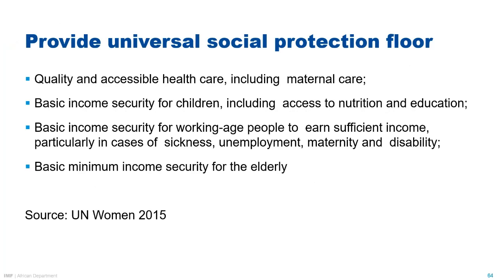Now we're talking about a universal social protection floor, which is the main goal. Providing universal social protection floors means having quality and accessible health care, including maternal care, basic income security for children, including access to nutrition and education, especially pre-primary education, basic income security for working-age people to earn sufficient income, to be resilient in case of sickness, unemployment, maternity, or disability risk, and basic minimum income security for the elderly.